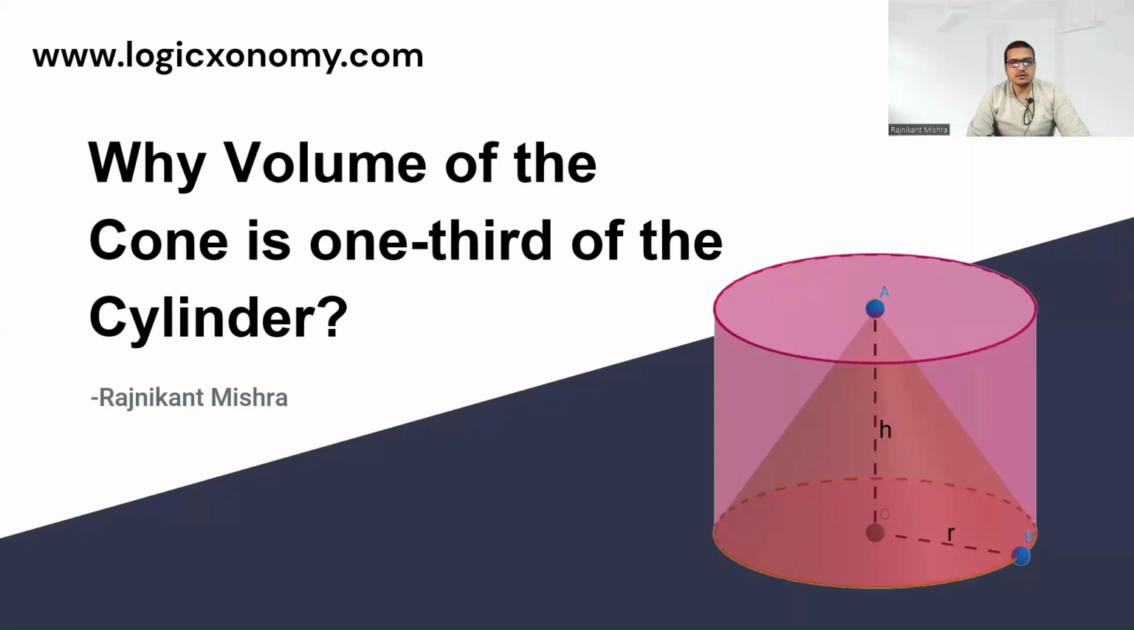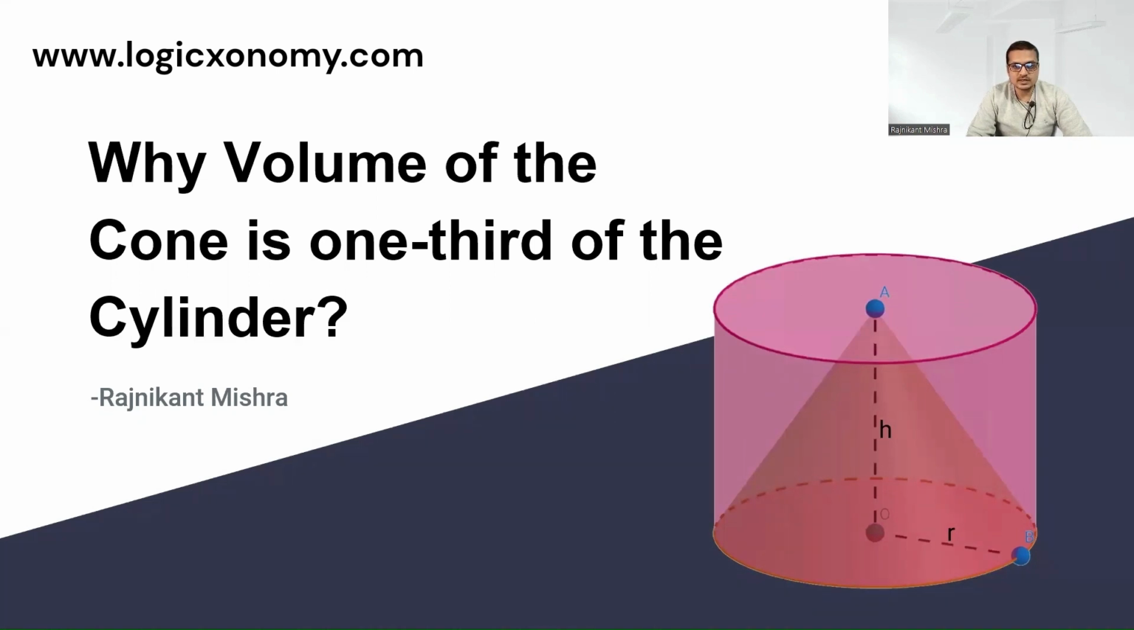In today's lecture, we are going to discuss why the volume of the cone is 1/3 of the cylinder. Here in this figure, a cone is inscribed in a cylinder such that the height and the base radius of cone and cylinder are the same. According to the geometrical formula, the volume of this cone is 1/3 of the cylinder. Today, we are going to prove it.